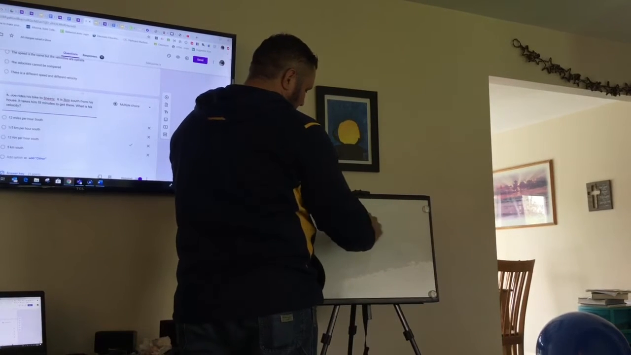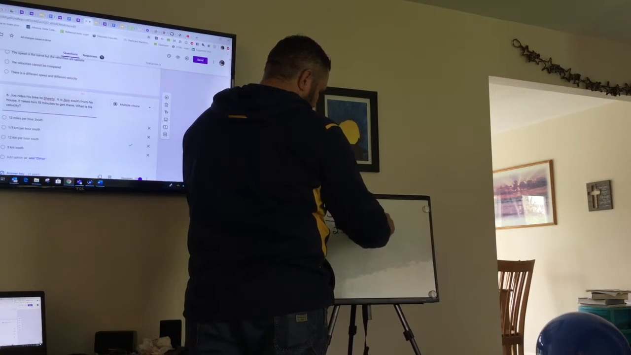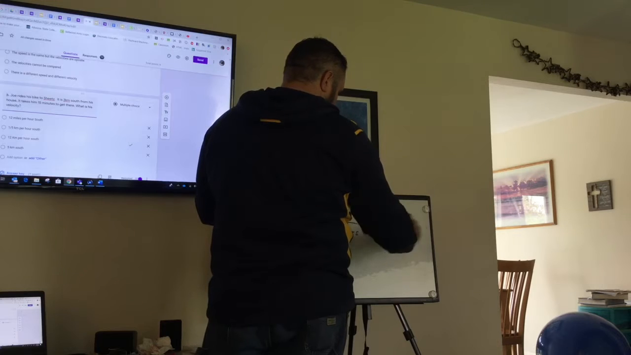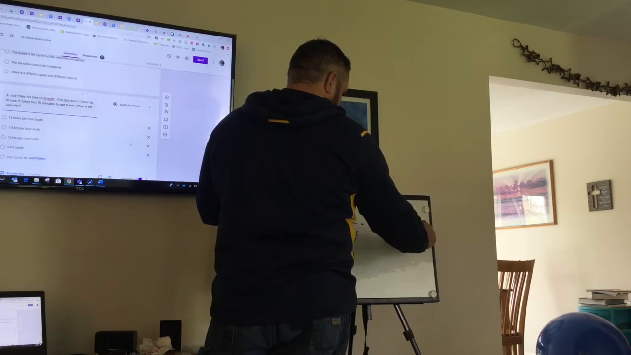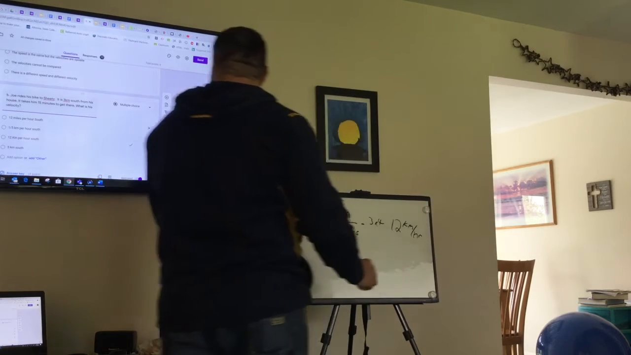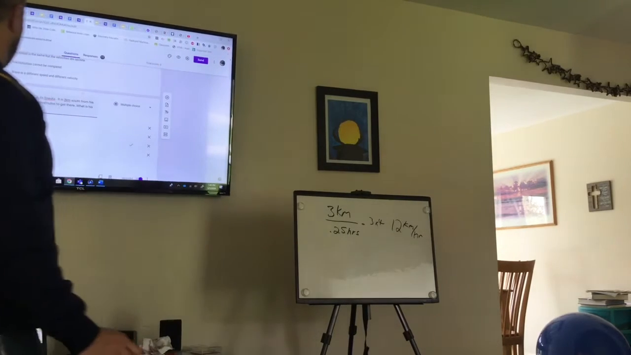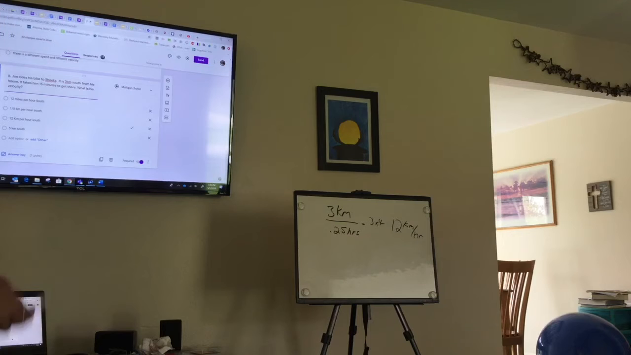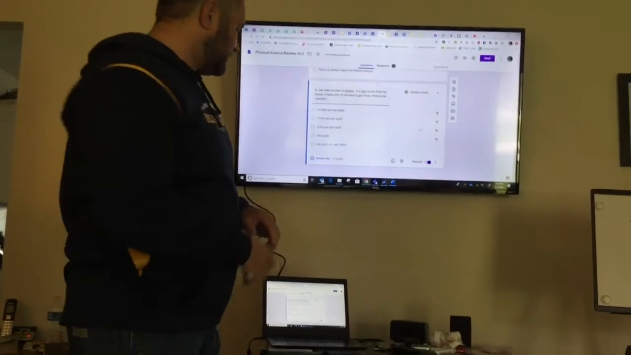So you basically take 3 times 4, because that's 1/4, and it will give you 12 kilometers per hour south, because it was south to Sheetz. That was probably the hardest question on there, and you had to convert minutes to hours first.